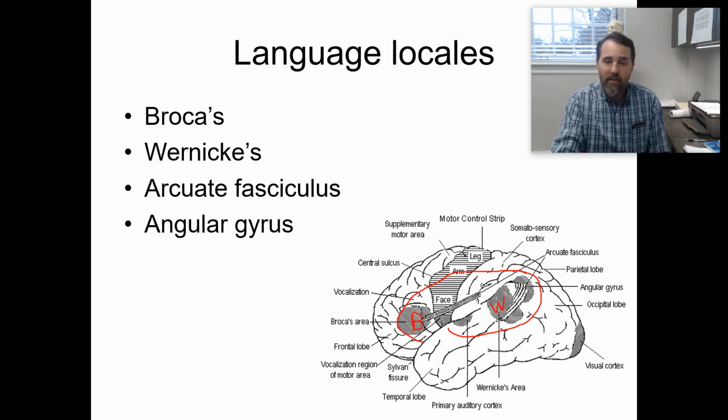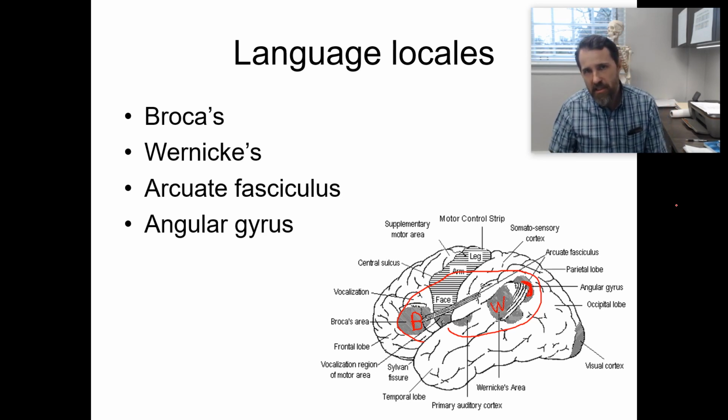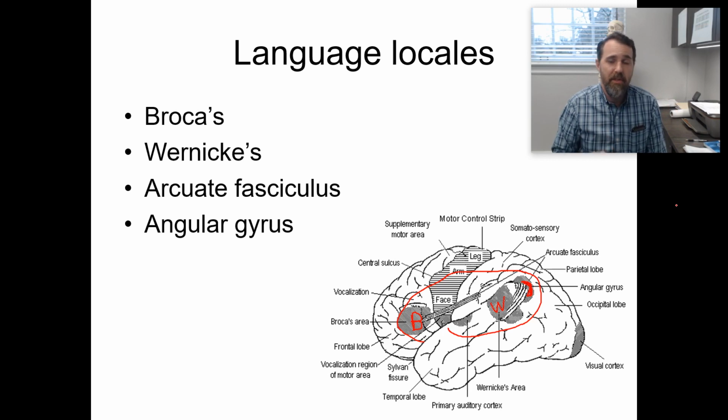Wernicke's is that part of your brain, that part of the zone of language, that receives the speech sounds that you hear and interprets and derives words from the speech of others. And there is the angular gyrus that is just superior posterior to Wernicke's area. And what Wernicke's area is to auditory reception of language, the angular gyrus is to visual reception of language.